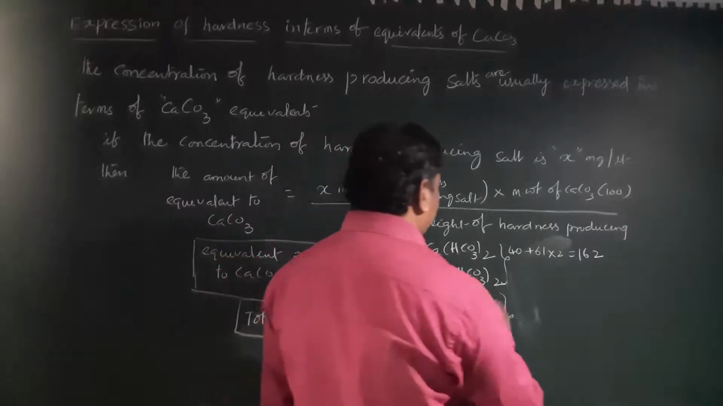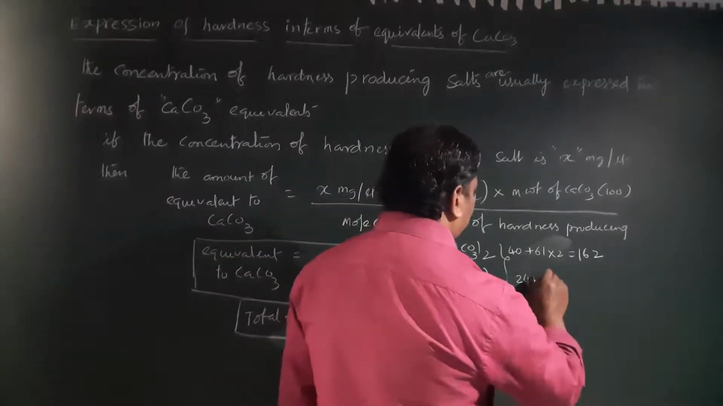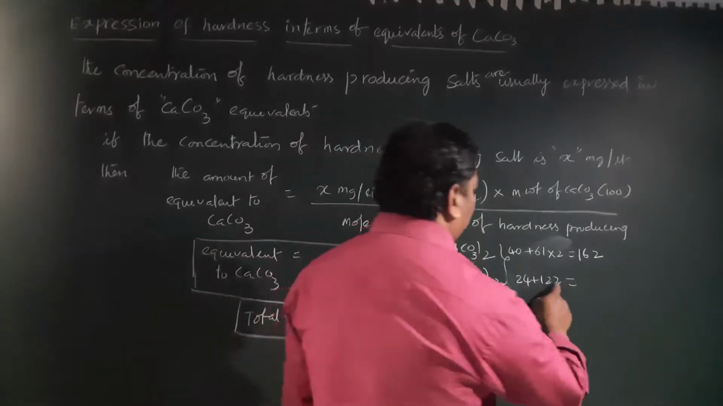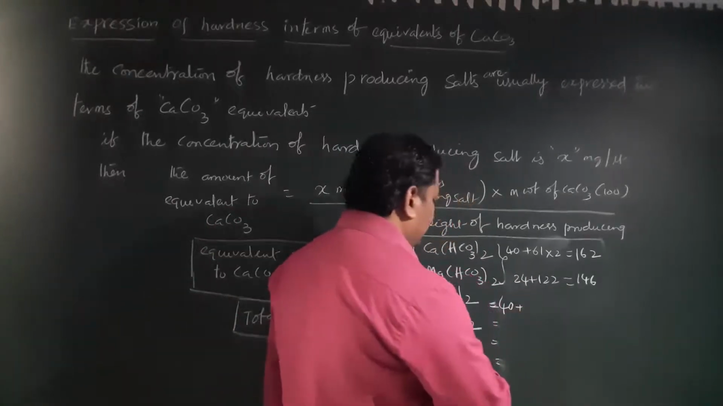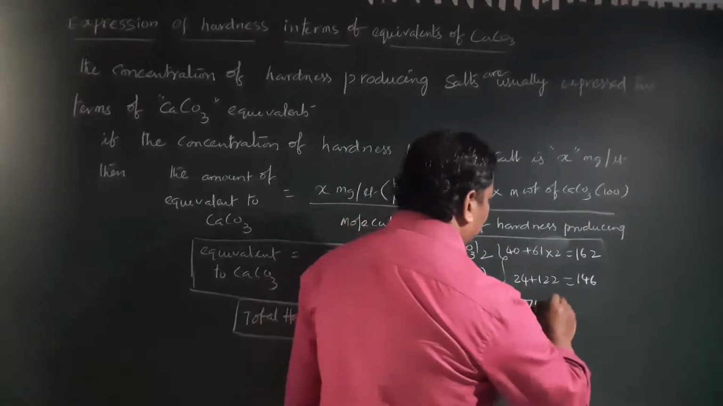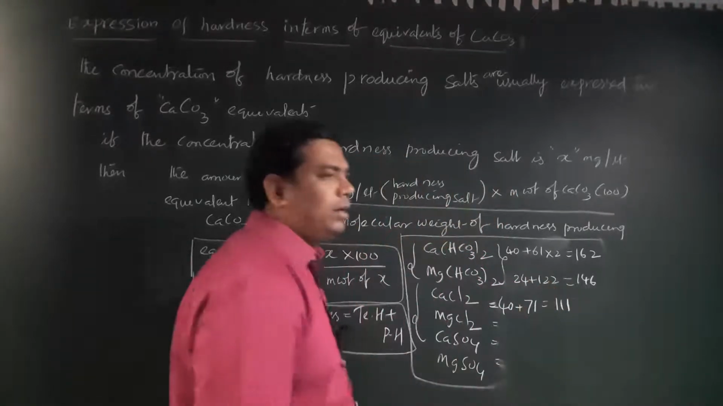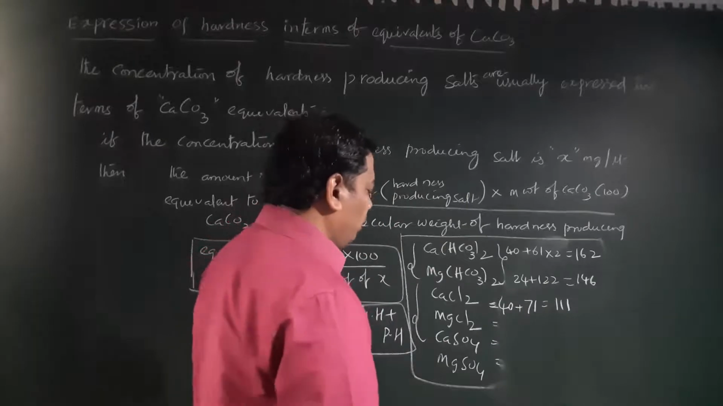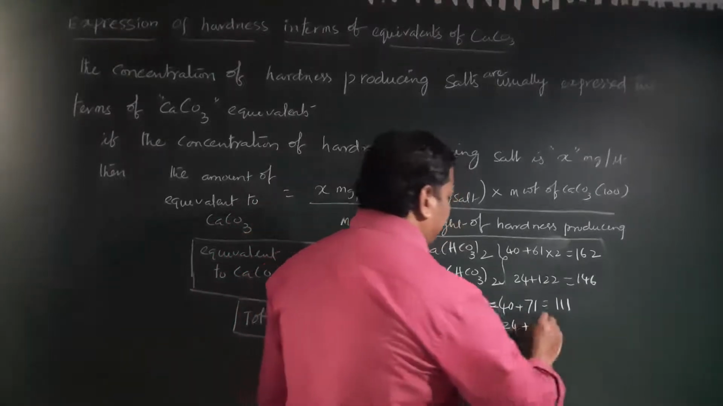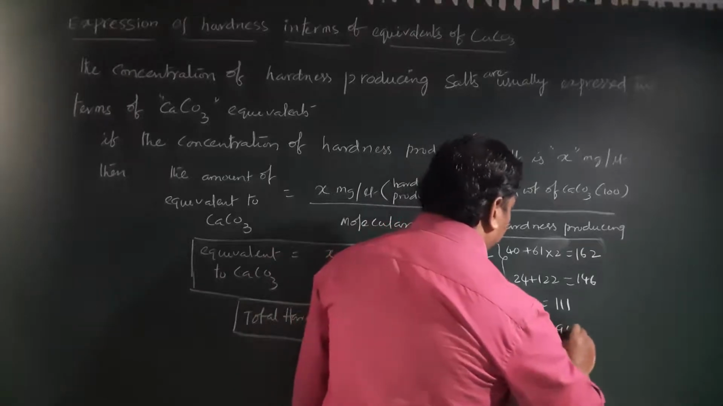Okay, right? So magnesium 24 plus 122, that is 61 into 2. So that is equal to 146. Calcium 40 plus 35.5 into 2, that is equal to 71. So the molecular weight of calcium chloride is 111. Okay. So magnesium 24 plus 71, so that is equal to 95.